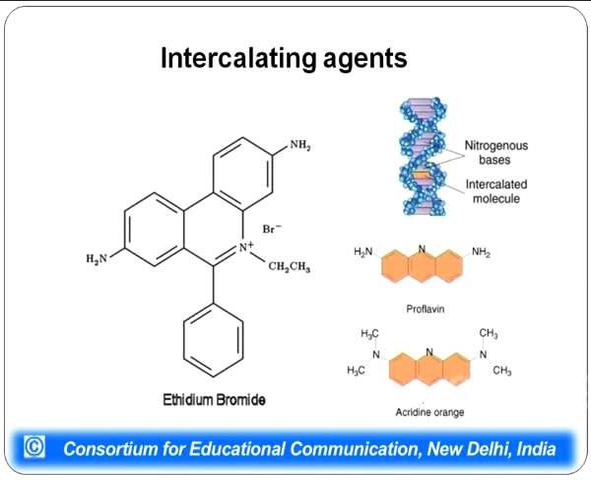There are intercalating agents, which are large bulky molecules which get intercalated between two base pairs, and they can lead to addition or deletion of the bases whenever DNA gets replicated. Ethidium bromide, proflavin and acridine orange are examples of such agents.